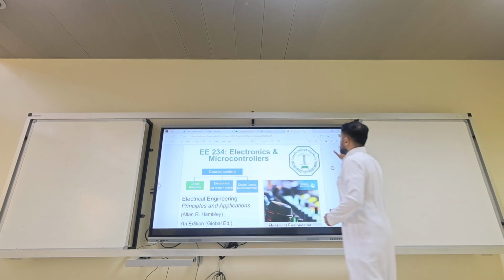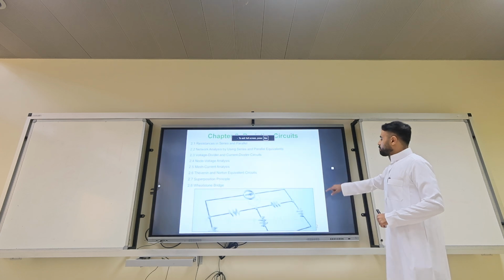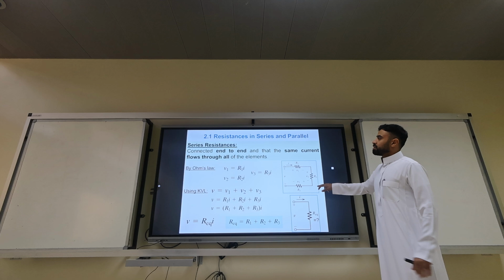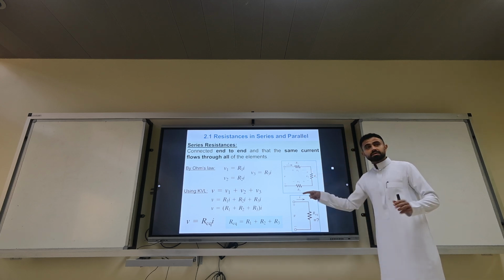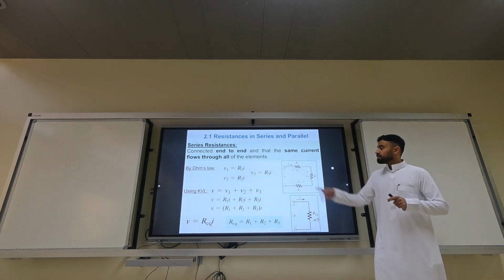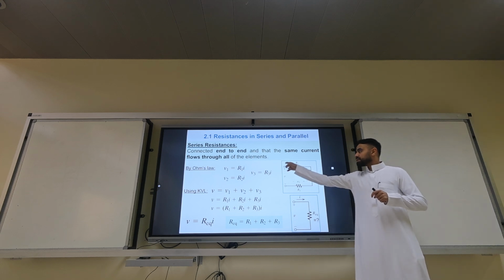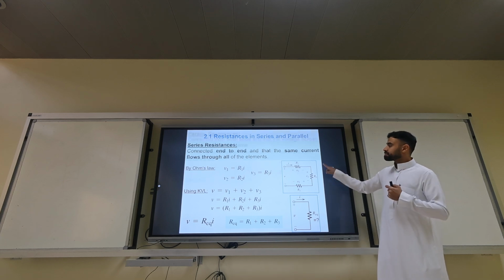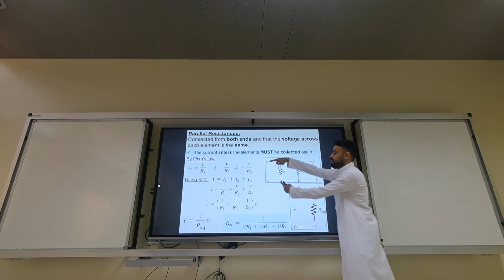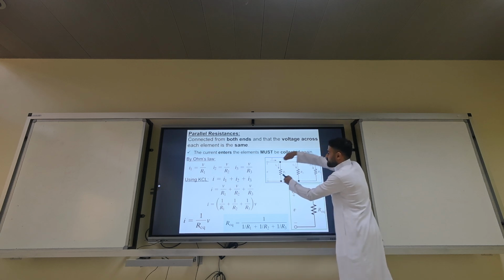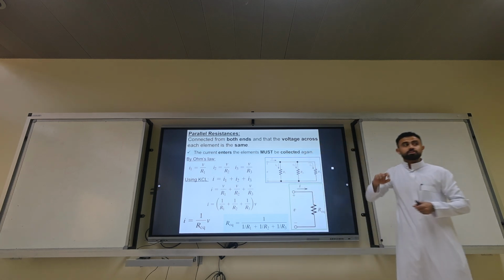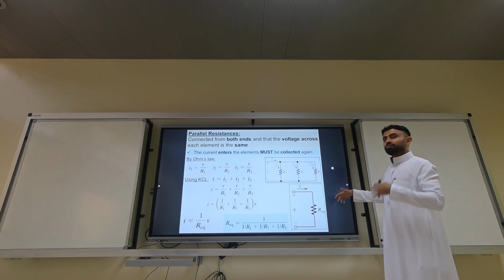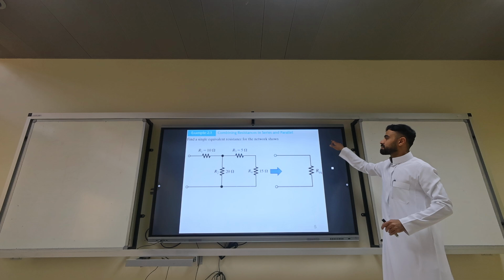So, I'm going to walk over what we did in chapter 2 so far. Quick review. We did resistances in series, in parallel. They are in series. Looking at these terminals, they are in series. They are in parallel. Looking at this terminal, if I put a voltmeter, everything will have the same voltage because they share the two nodes. Okay? We studied how to find series and parallel resistors.